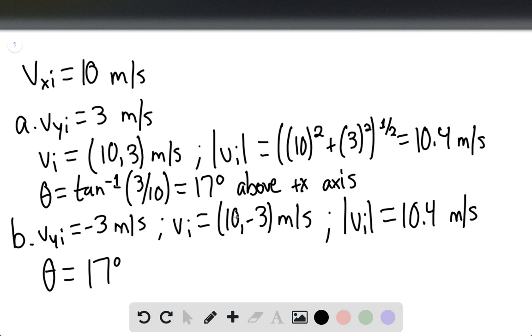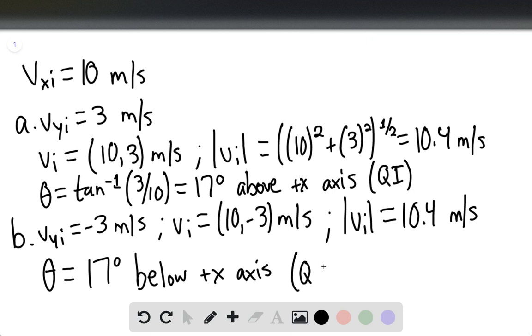However, we have a positive x and a negative y. So a positive x and a negative y would correspond to the fourth quadrant. So here it would be below positive x-axis. So again, fourth quadrant. This would be quadrant 1, and this would be quadrant 4. That is the end of the solution.